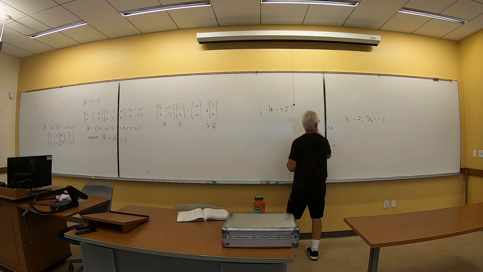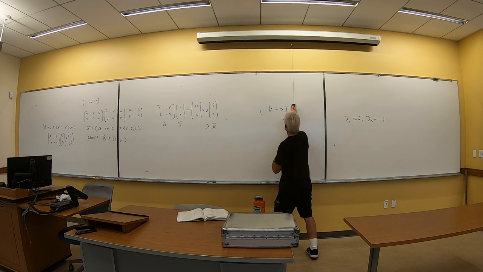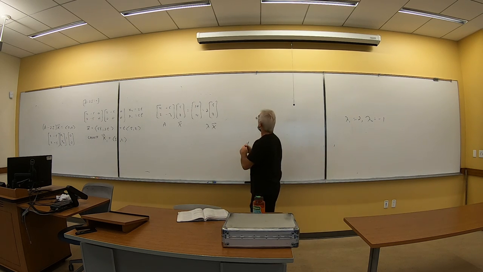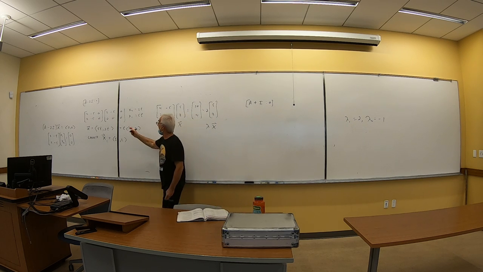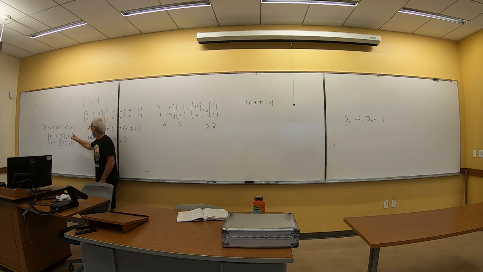The second one was negative 1. So the way we'll write it, we're going to write A minus negative 1 times I, and we will augment that with 0. That's what this states. That's exactly what we just did, all of this. I don't need you to do this, this, this, and then eventually get to here. Let's just start from here, okay?